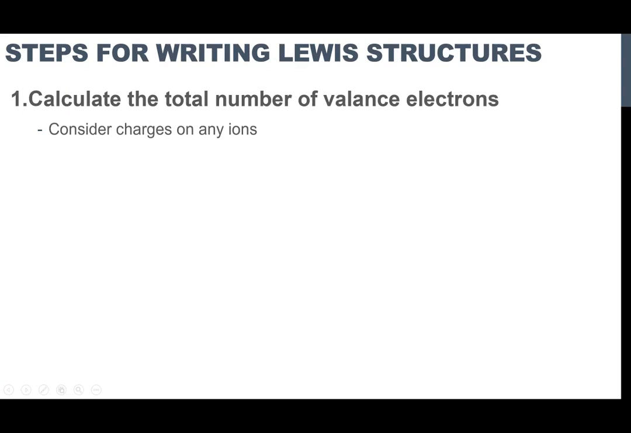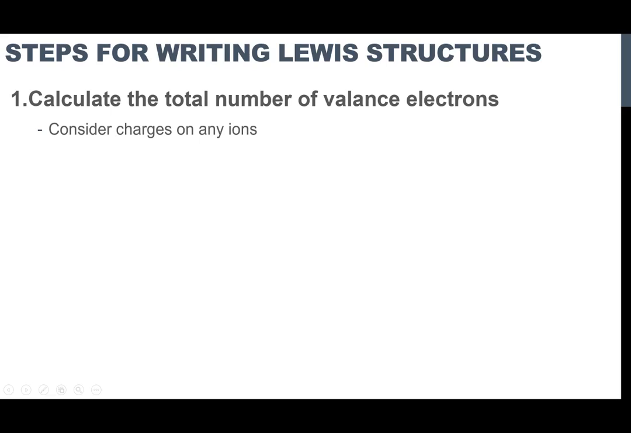All right, so here are those steps written out. Underneath each of the steps is some helpful hints. Some of the helpful hints we're not quite ready for, so we'll get to that eventually. The ones that we're not ready for, I'm just going to skip over. So step 1 is calculate the total number of valence electrons.